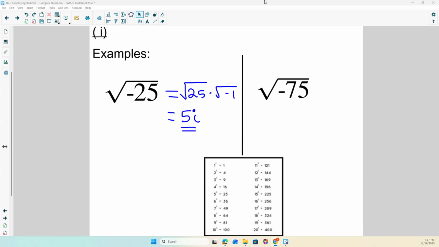All right, here we're going to simplify the square root of -75. So the first thing we're going to do here is rewrite the square root of -75 as the square root of 75 times the square root of negative 1. Okay?